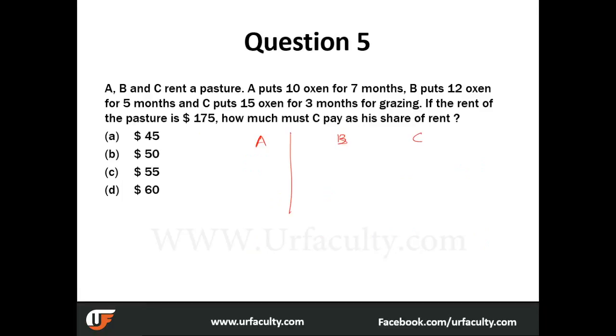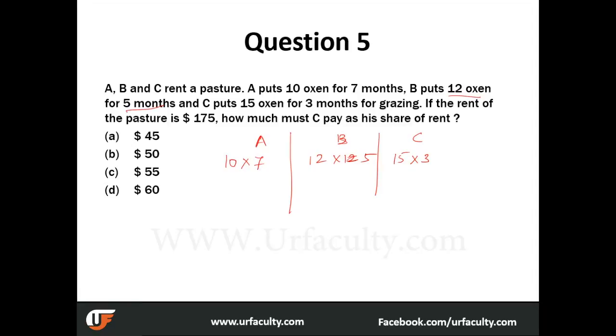So in that case, if you are writing A, B, and C, how many oxen does A have? 10. B has 12. C has 15. And how many months is A using it for? 7. B 5. And C for 3 months. So what happens now? Pretty simple, right? You just need to cancel out whatever you think is not applicable, and then apply it. Sorry, this is 5 months. 12 oxen for 5 months and 15 oxen for 3 months.